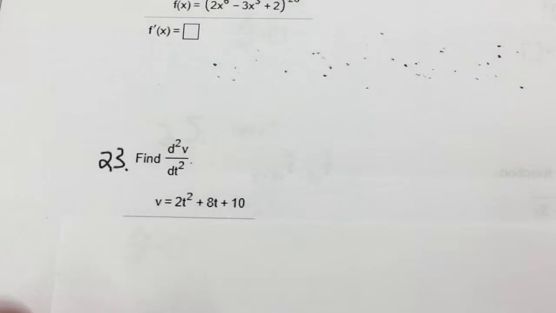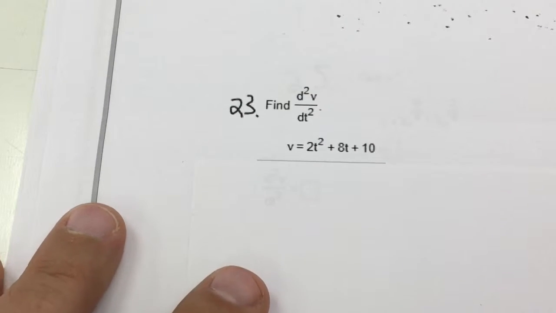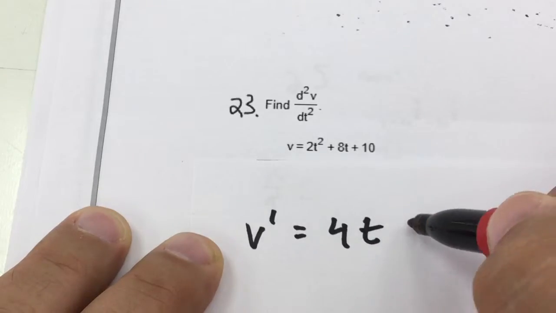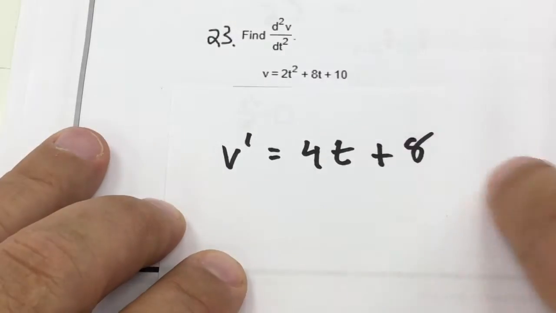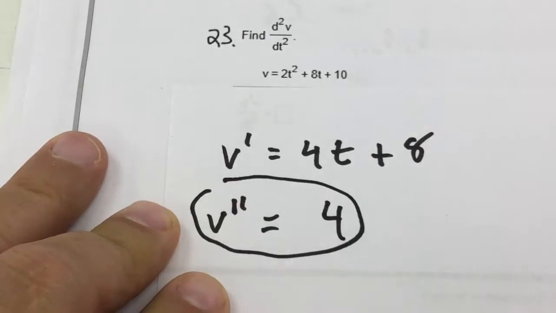Number 23. Second derivative. So it has a little 2 there. That means I'm going to take the first derivative and take the derivative of that. So the derivative of 2t squared is 4t plus 8. Now I'm going to take the derivative of that. That would be the second derivative. And that would just be 4.